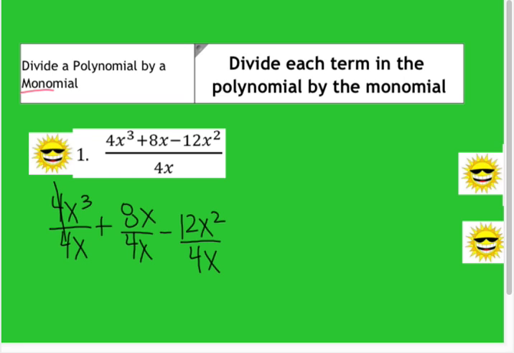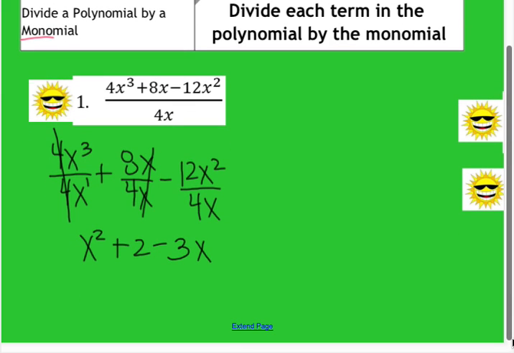4 over 4 simplifies to 1. X to the third divided by x, I would subtract 3 minus 1, so I have x squared. 8 divided by 4 is 2. X over x simplifies to 1. Minus 12 divided by 4 is 3. X squared over x simplifies to just x. It's always best to write your simplified answer in what we call standard form. So that would be x squared minus 3x plus 2.